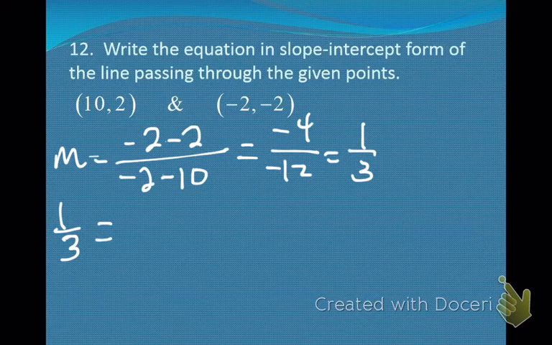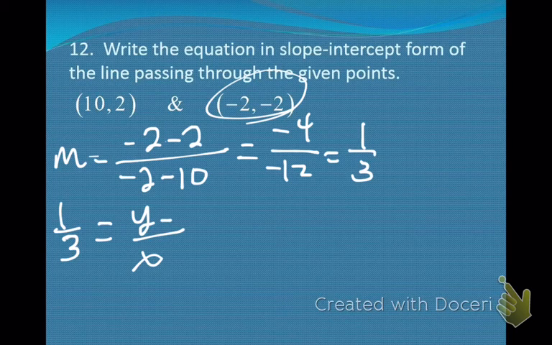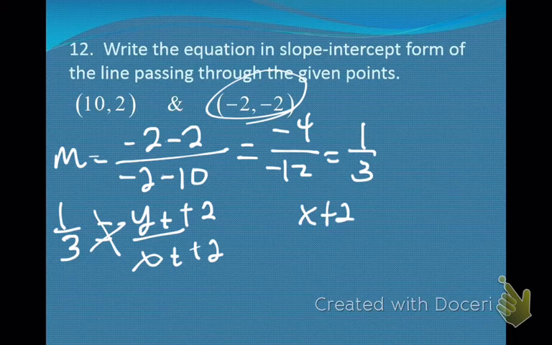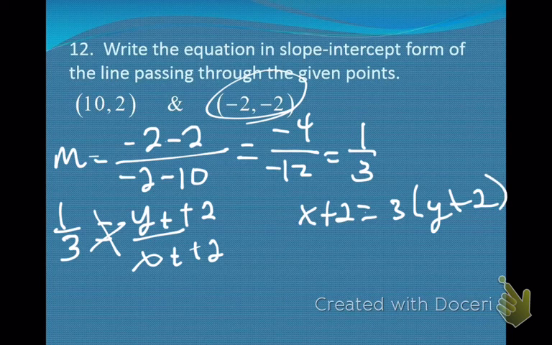Now, I'm going to plug one point back in so I get my y and my x still in my equation. I'm going to use this guy because the math looks like it might be a little bit easier. Y minus a negative 2, x minus a negative 2. These are both going to become plus. Now we cross multiply. 1 times x plus 2 is x plus 2. 3 times y plus 2 gives us x plus 2 equals 3y plus 6.